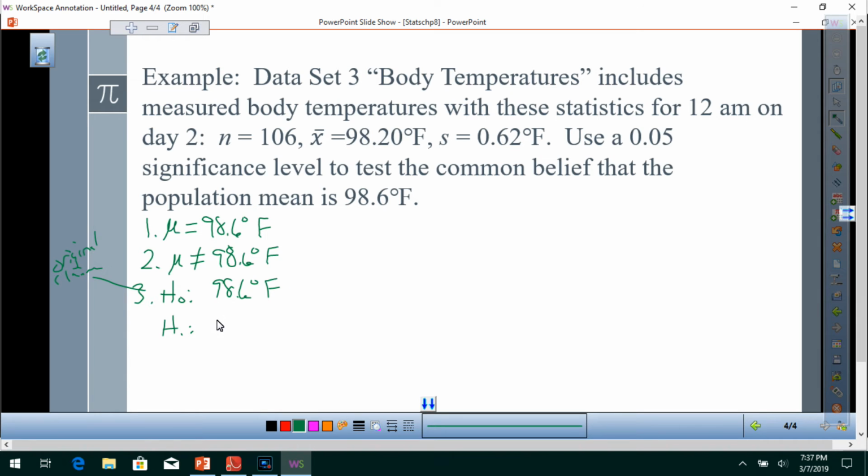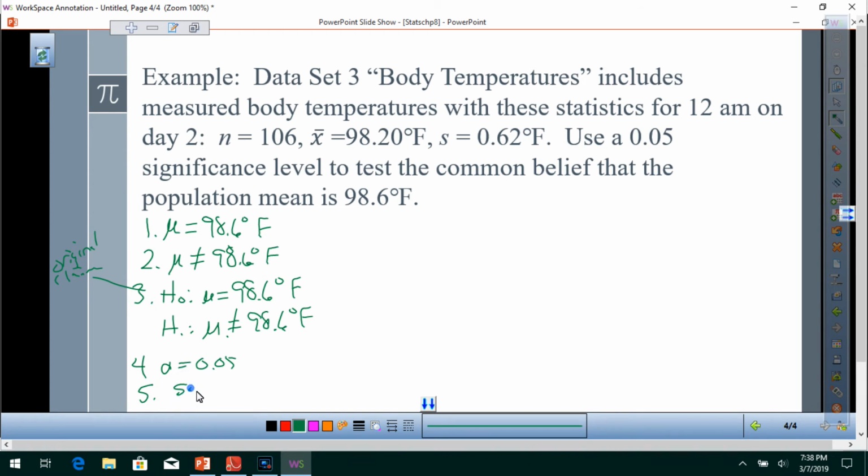I didn't write that quite right. I got mu equals 98.6 degrees Fahrenheit. You don't know how hard it is for me to turn that F around like that. I hope y'all appreciate that. Mu is not equal to 98.6 degrees Fahrenheit. Step 4, our alpha is 0.05.